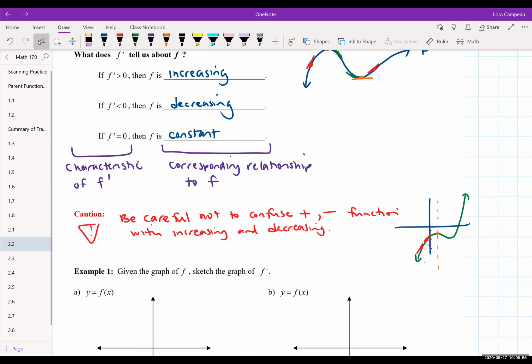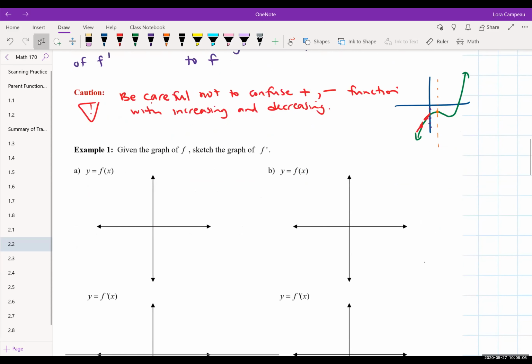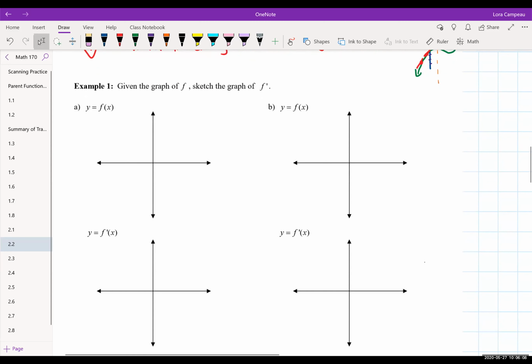So we are going to do a lot of comparisons and see if we can figure out what the graph is doing and what the graph of the derivative itself would be doing. This is going to be quite interesting. So, example 1 has a lot of different parts we're going to explore. Functions will get increasingly more complicated. Given the graph of f, they want us to sketch the graph of the derivative.